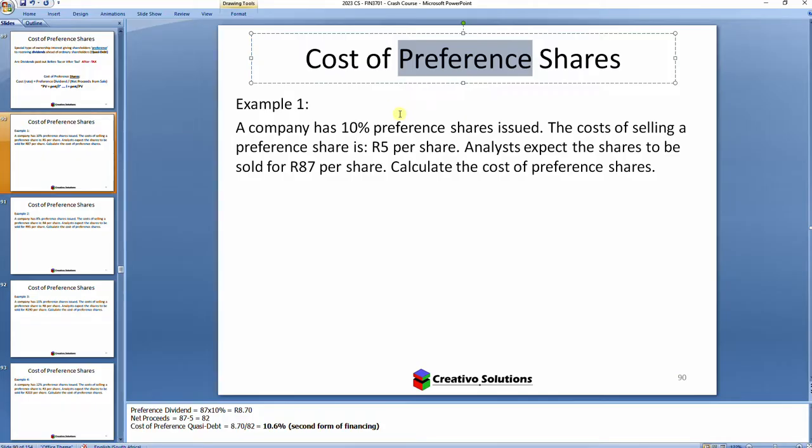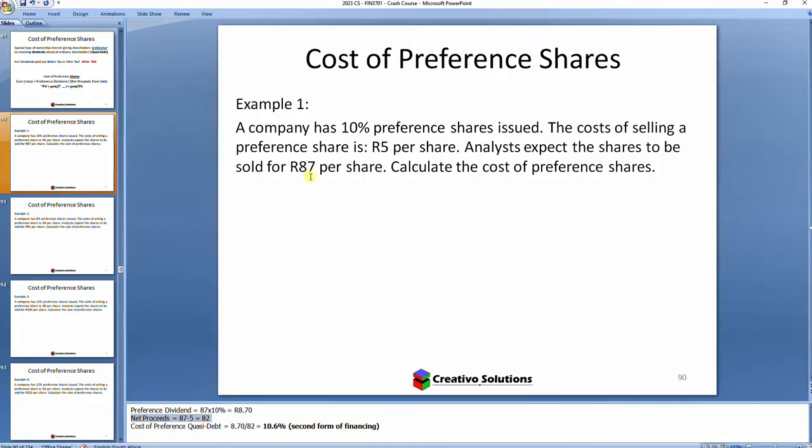Okay, so if we're looking at preference shares, it's going to cost us 10.6% because we have to pay a dividend, 8 Rand 70, and we're only getting the net proceeds. Right, so every share that we sell is going to bring in 82 Rand. Obviously, they can issue as many shares as they want. That's what companies do. They raise capital, they sell shares. Is that all right? Are we on the same page?